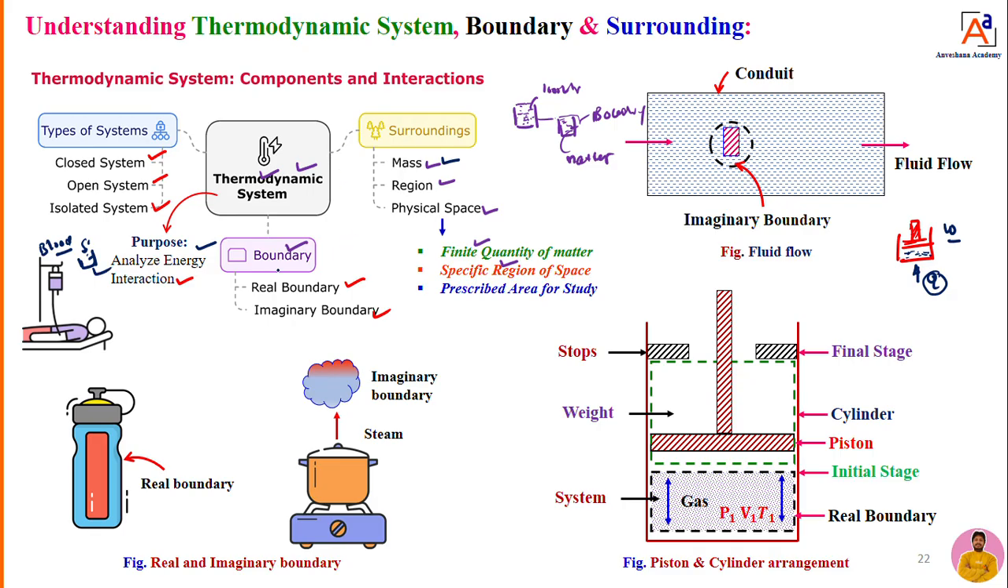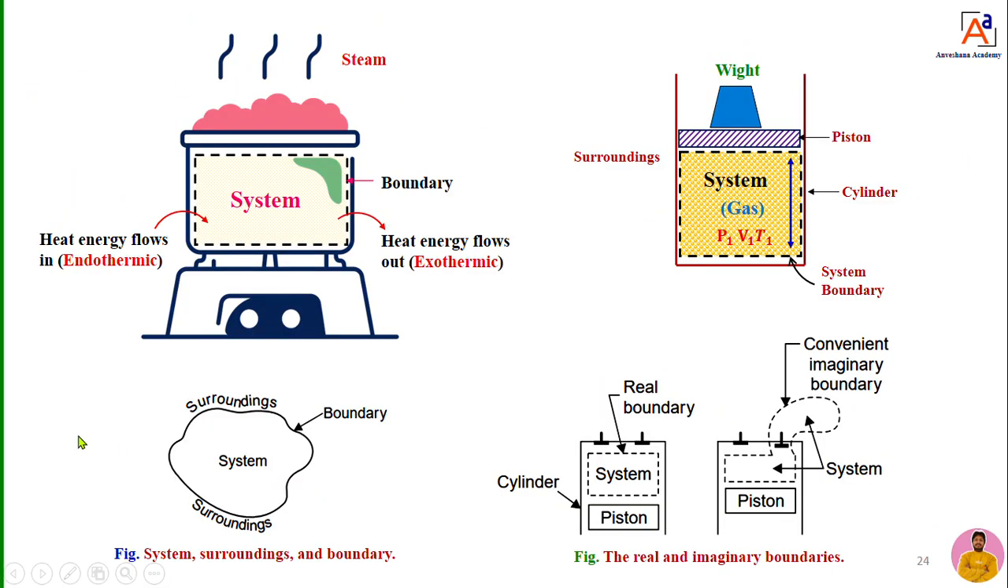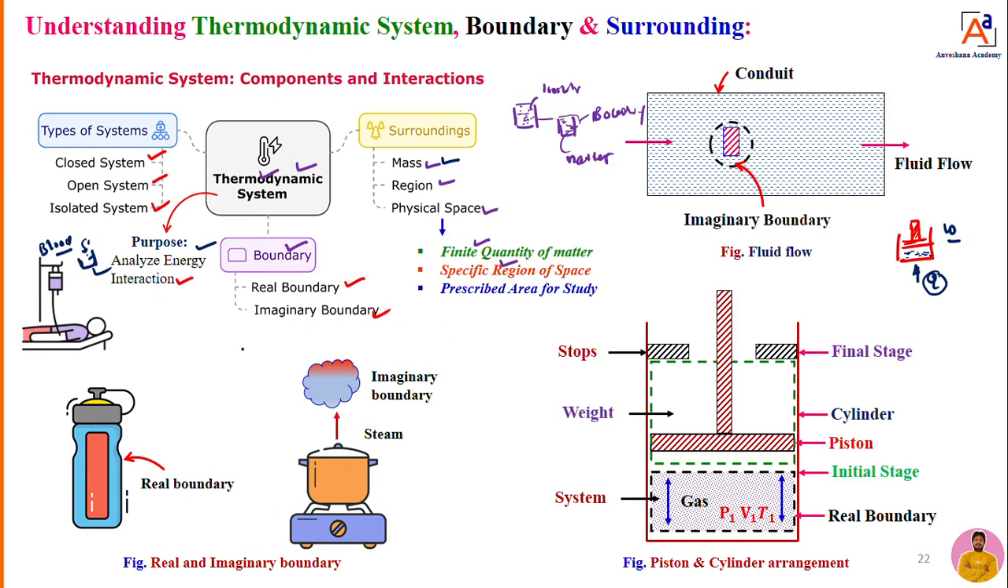Okay, so while discussing the thermodynamic system, I told you about the boundary. When it comes to boundary, as I told, there is a real boundary and an imaginary boundary. Real boundary means, you can take a water bottle that consists of water in it. Whatever water is there in the water bottle, that is nothing but a real boundary. We can see that the water is surrounded by a layer, it has a physical appearance. If it is there, that boundary we can call a real boundary.